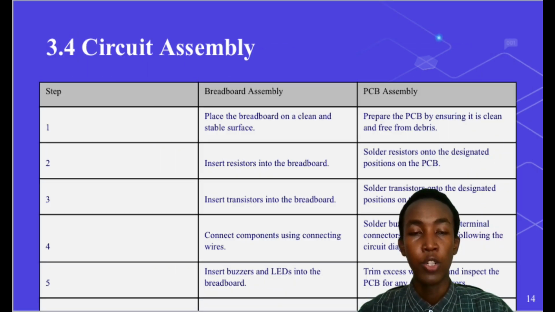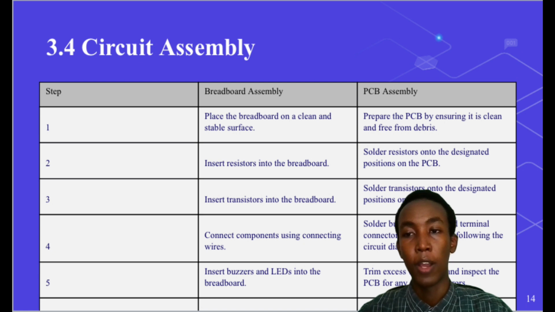It's simply showing the steps we have used to assemble the components onto the PCB layout. First, we started with placing the breadboard on a clean and stable surface. Insert resistors into the breadboard, insert transistors into the breadboard also, and then connect components using connecting wires. And afterwards, insert buzzers and LEDs into the breadboard, and finally connect terminal connectors to the breadboard.